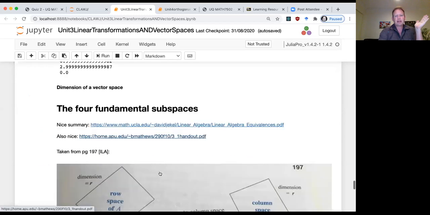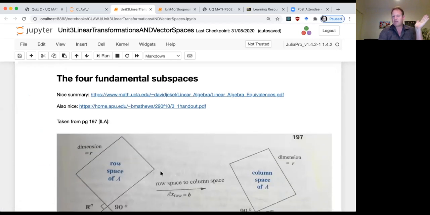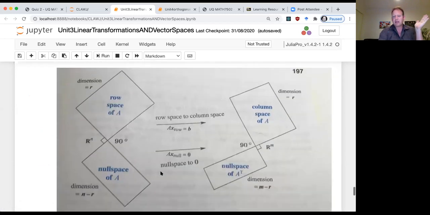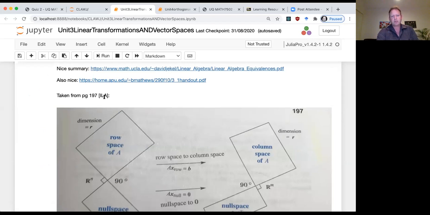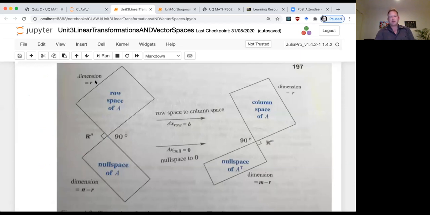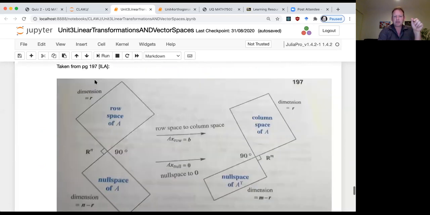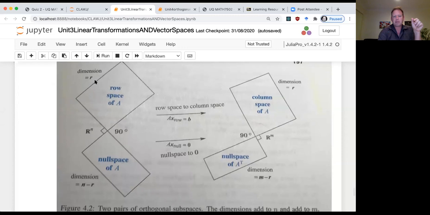We spoke about that. And I didn't say a whole lot about the four fundamental subspaces, and actually won't say a whole lot, but actually this figure, which in this case is taken from the Introduction to Linear Algebra book, page 197, although it appears in several other places, pretty much summarizes the big picture that we have. So we're taking an M by N matrix, okay? An M by N matrix.